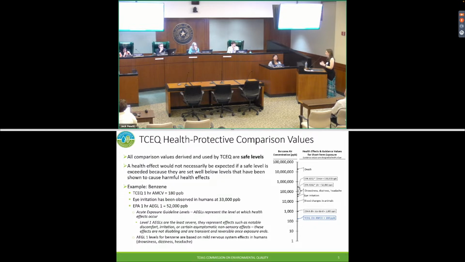A good metric to use to compare our levels, which are safe, to effect levels: EPA sets acute exposure guideline levels, or AEGLs, and those are set at concentrations where you might expect mild reversible health effects from a certain period of exposure. EPA's 1 hour AEGL 1 is 52,000 parts per billion. So that's a concentration where you might expect an effect. Our value is set at 180 parts per billion, and that demonstrates the margin of safety that we have built into our values. So I wanted to bring that up.